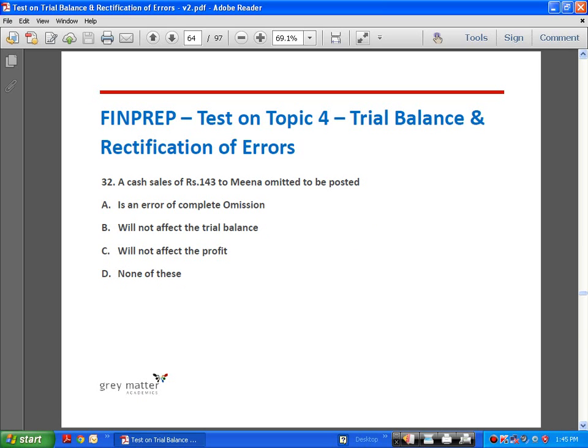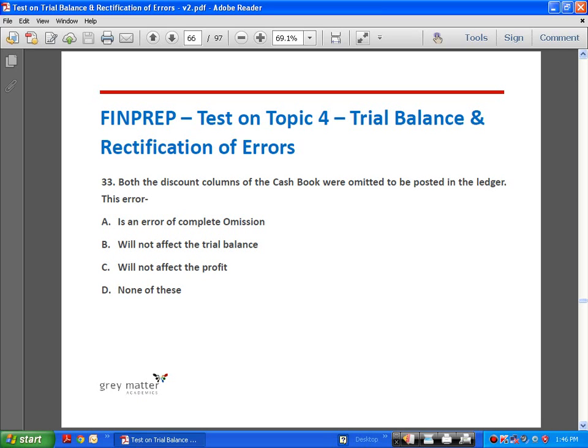Next, question number 32. Cash sales of rupees 143 to Meena has been omitted to be posted. Okay, omitted to be posted means it has been omitted to be posted to Meena's account. It's not an error of complete omission, it is an error of partial omission. It will affect the trial balance. Trial balance will not agree. It will not affect the profit. Right? So answer is D, none of the above. Okay, let's go to question number 33.